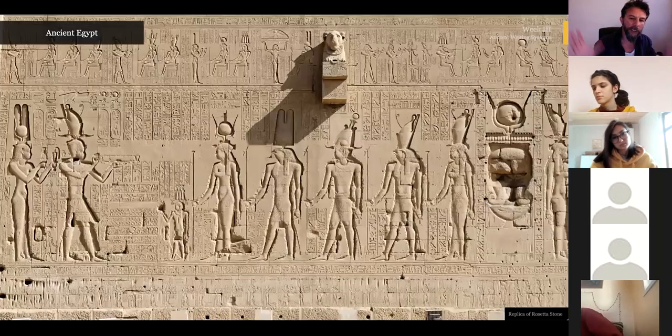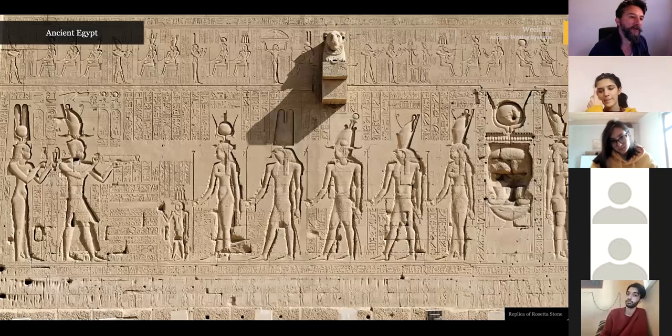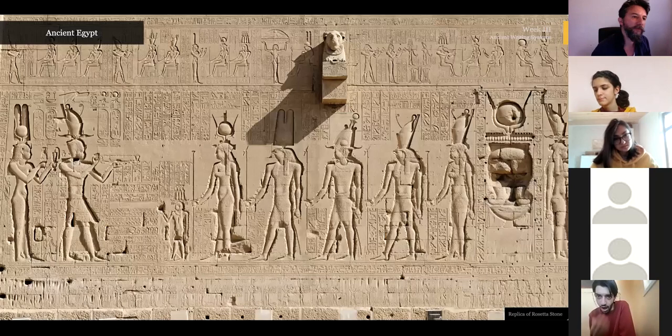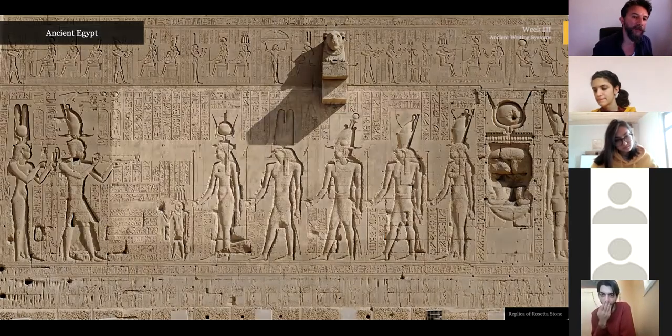So here you see, this is the front of the Dendera temple, which I'm going to show you a little bit later. And two figures on the left are the Ptolemy and Cleopatra. This is the Egyptian pharaoh Ptolemy V and his wife Cleopatra.